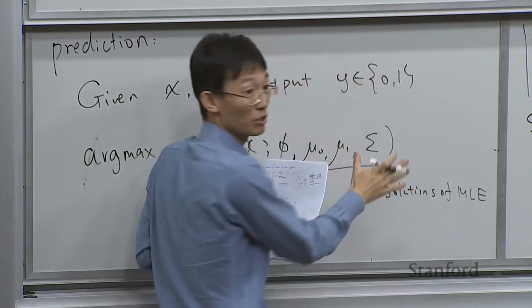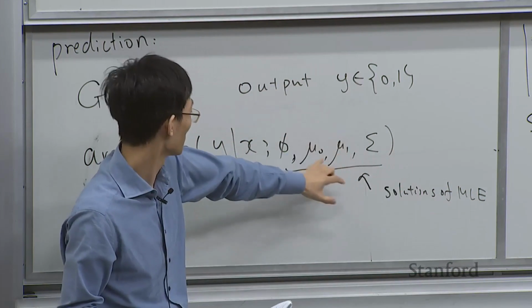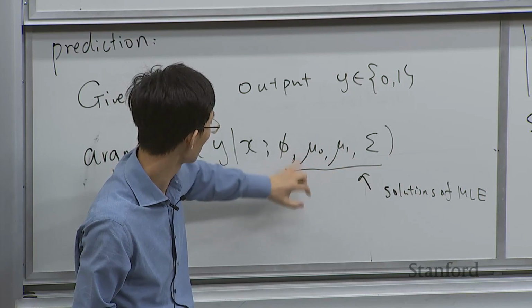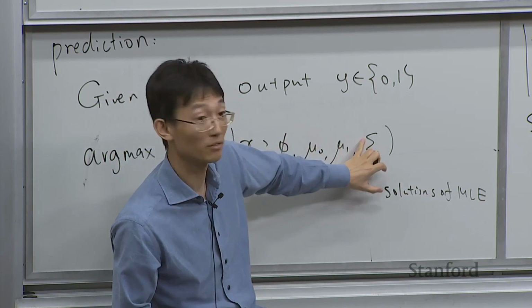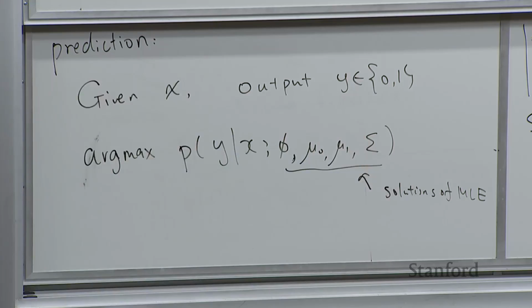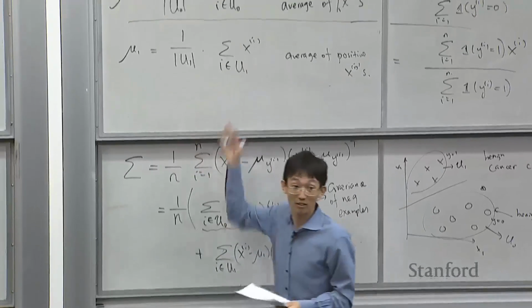So these are not arbitrary parameters. In some sense, you can even say I'm abusing notation a little bit just for simplicity. Here, this phi, mu1, mu0, sigma are those solutions that I computed from these formulas.